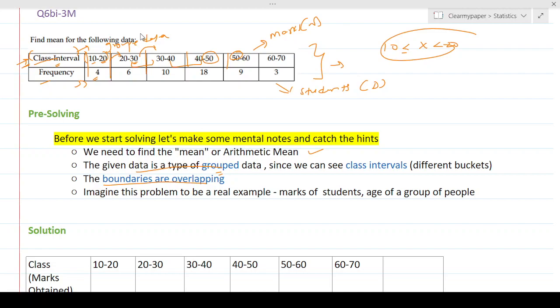What does that mean in terms of overlapping boundary? And last but not the least, like how we are assigning that, we're thinking that these could be the students and these could be the marks. We are just personifying this by giving it a real-time example, and that's what you should do in the exam also. That aligns it: okay, these are the number of students and these are the marks. That way it really helps you to solve the problem.